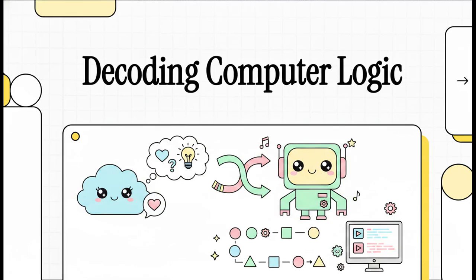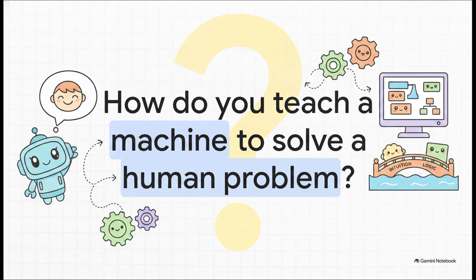Welcome to this explainer. Today we are decoding something absolutely fascinating. We're going to look at how we take our messy, everyday human intent and translate it into strict, machine-readable instructions. If you've ever wondered how your basic problem-solving logic turns into actual computer code, you are in exactly the right place. It really all starts with one fundamental question, right? How do you teach a machine to solve a human problem?